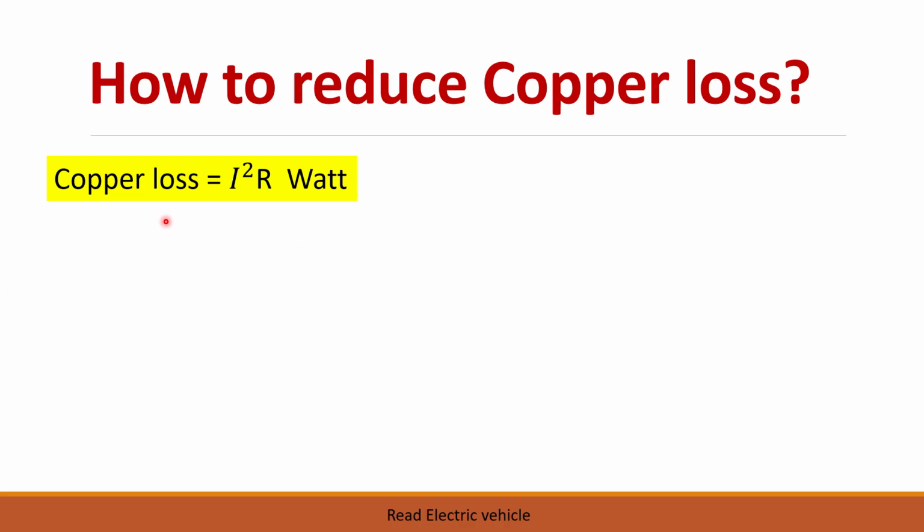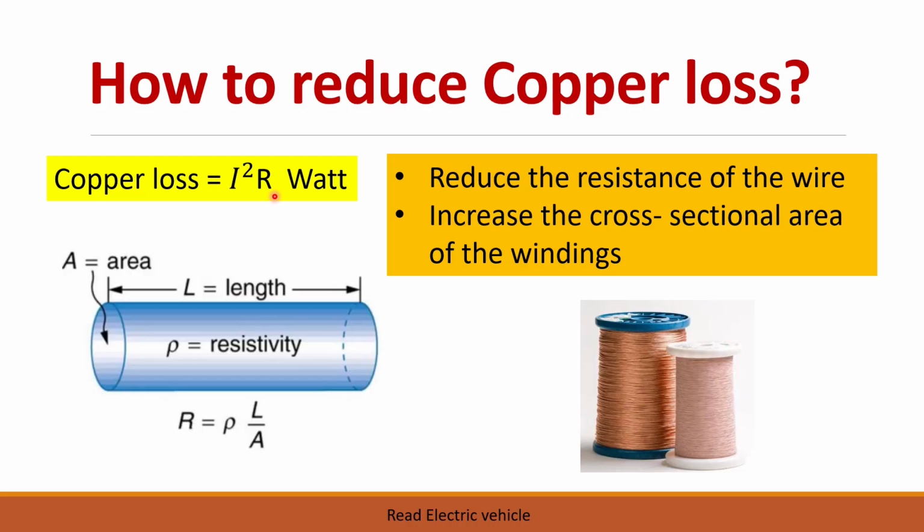How to reduce the copper loss? Copper loss is given by I square into R. I depends upon the load, so we have to reduce only R. We know R is equal to rho L by A. So by changing the area, we can change the resistance. It means that by changing the thickness of the wire, we can change the copper loss.